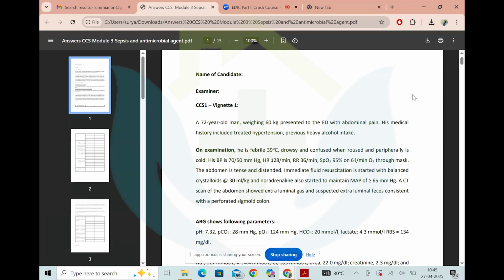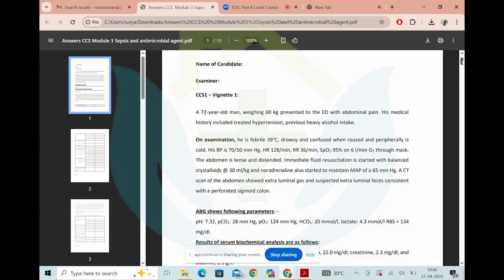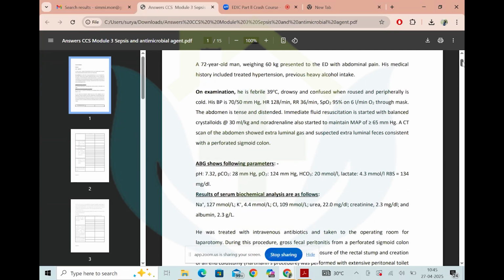On examination, these are the findings. He is febrile, drowsy, confused, his peripheries are cold, he is hypotensive, tachycardic, tachypneic, and the saturation is 95% on 6 liters. Abdomen is tense and tender. You start immediate fluid resuscitation with 30 ml per kg, then noradrenaline is started. CT shows extraluminal gas and suspected extraluminal fecal content with a perforated sigmoid colon. And this is your ABG.